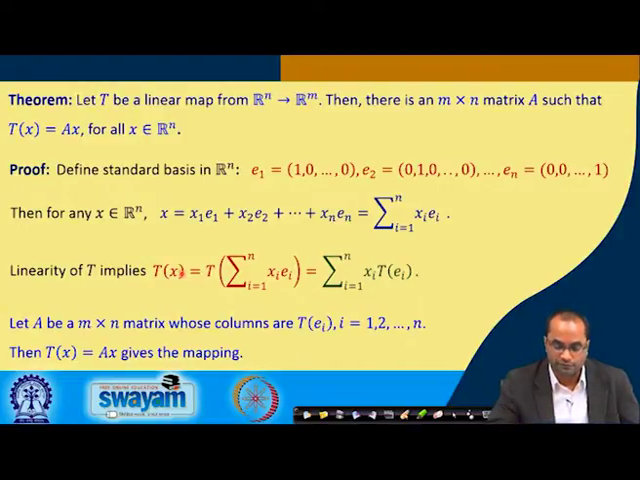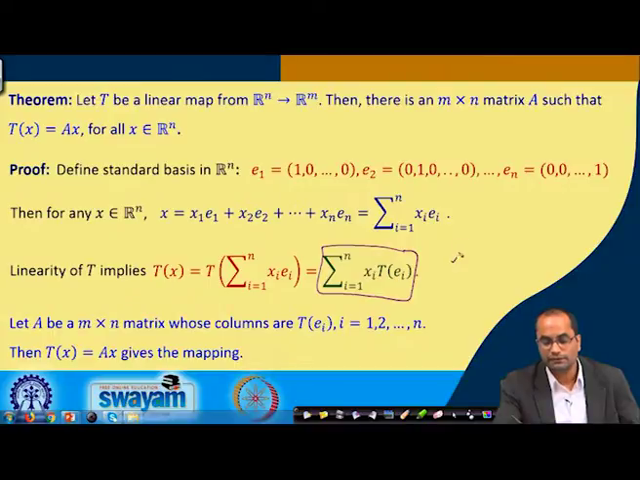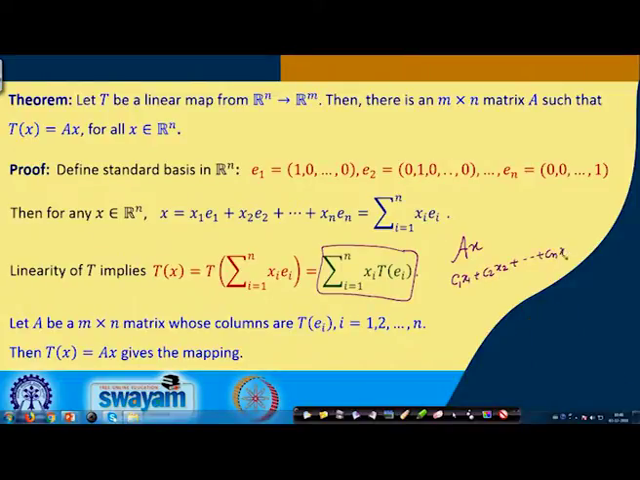So, if you remember the definition of the matrix product, which we have seen several times, that is nothing but column 1 multiplied by x 1, column 2 multiplied by x 2, and so on, column n multiplied by x n.